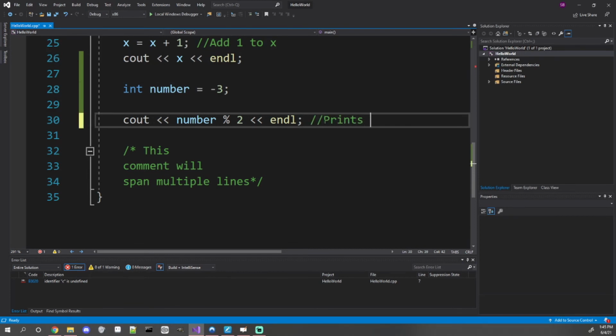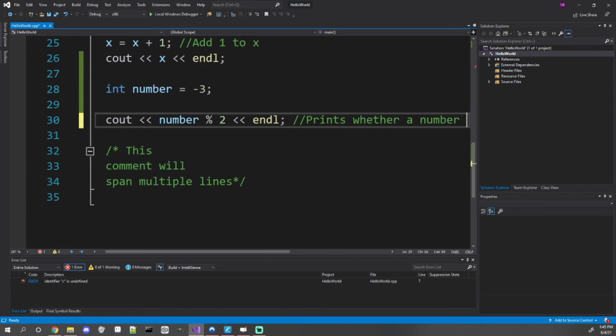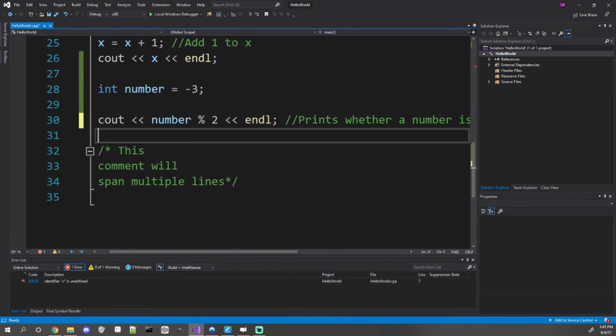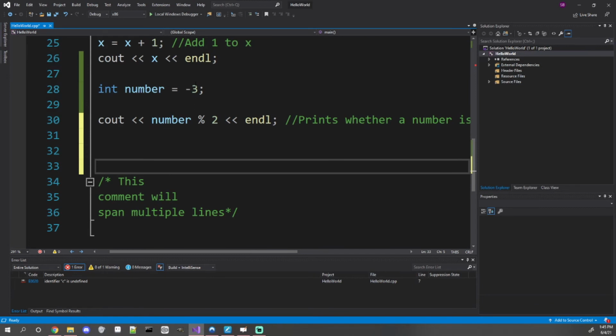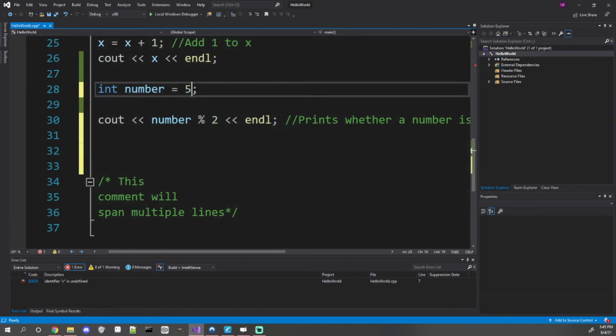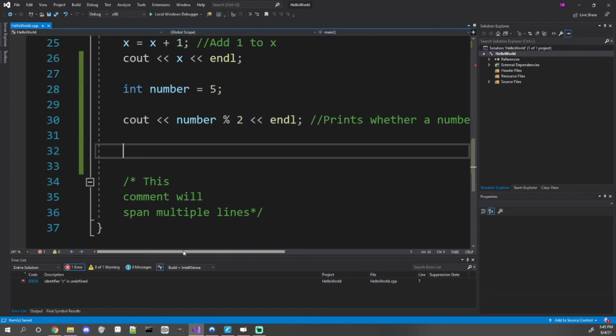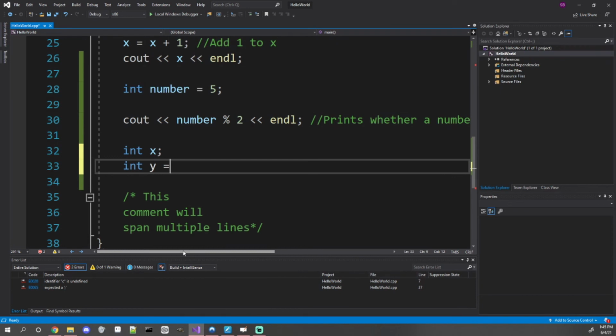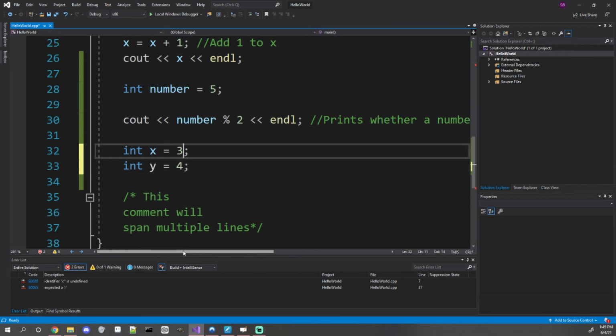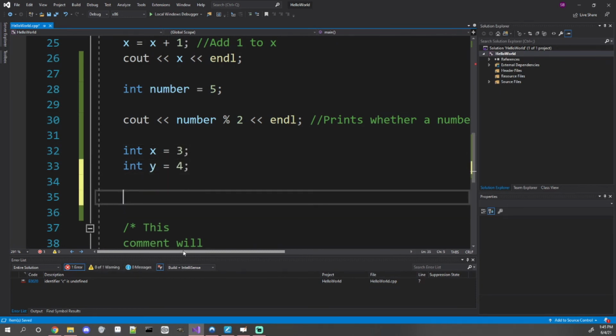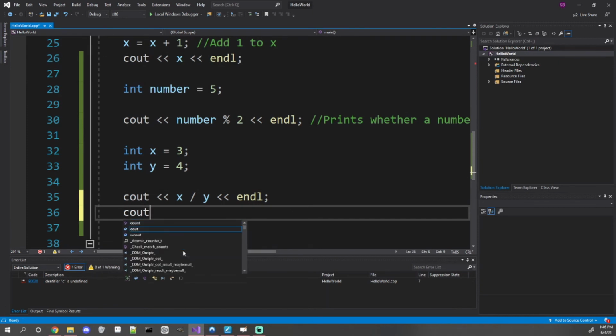Let me quickly print whether a number is odd. Let's turn this back to a positive just for later. Now, let's do an example where we do int x and int y, and I'll set that equal to 4, and I'll set this equal to 3. What I will then do is cout x divided by y and endl. So that starts a new line, right? And then we have cout.